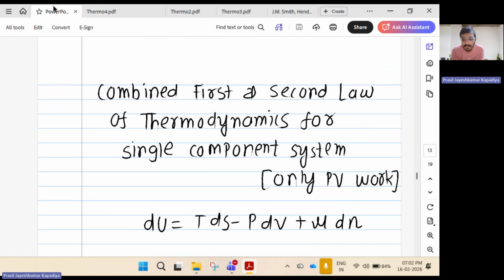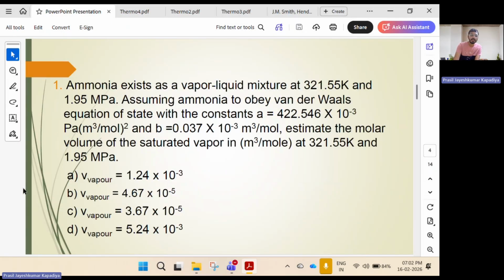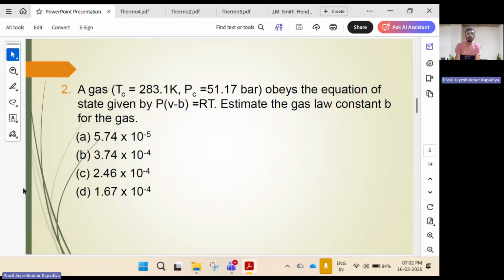So now let's quickly go through some simple question answers. Let's say a gas has Tc equal to 283.1 Kelvin and Pc equal to 51.17 bar. This gas is obeying the equation of state given by P into (V minus B) equal to RT. We need to find the value of B.